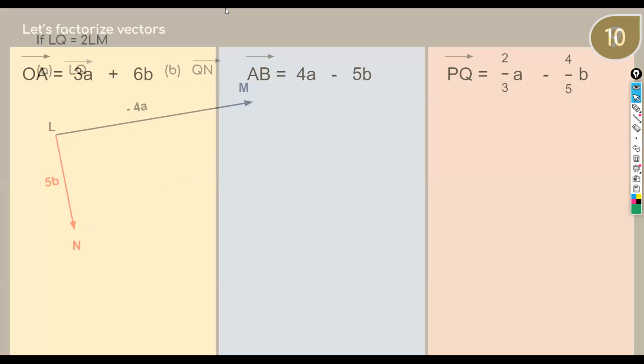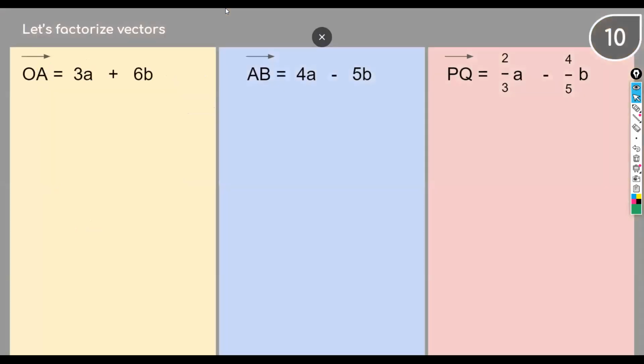All right, factorizing vectors. Now, factorizing vectors is all about putting vectors in brackets. And there's a good reason that you will want to put vectors in brackets. Now, factorizing is something we did last term, right? But I know you're going to need a little refresher. So let's factorize this expression here, this vector, OA.